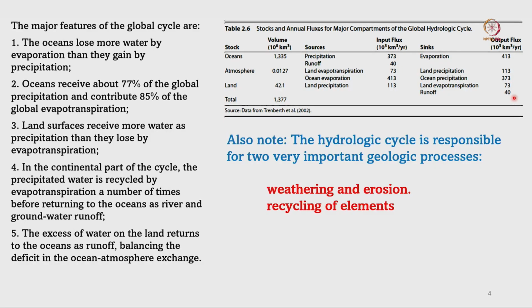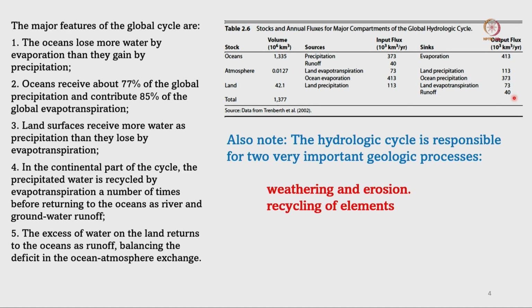The excess of water on land returns to the oceans as runoff, balancing the deficit in the ocean atmosphere exchange. So, this is the answer to the question that may be arising from point number 1, whether our oceans are gradually losing water. No, they are not losing water. Whatever excess is from the land via rivers, via groundwater, is going back into the oceans, and therefore balancing the deficit between the atmosphere and the ocean exchange.